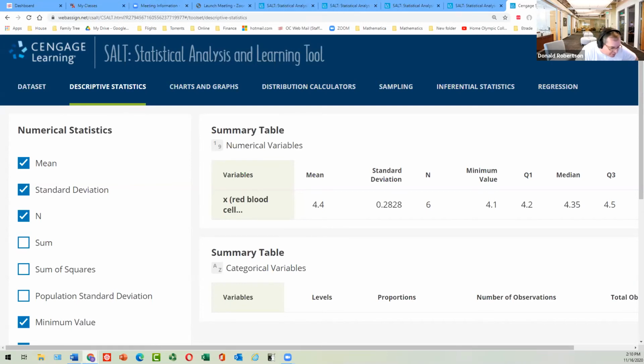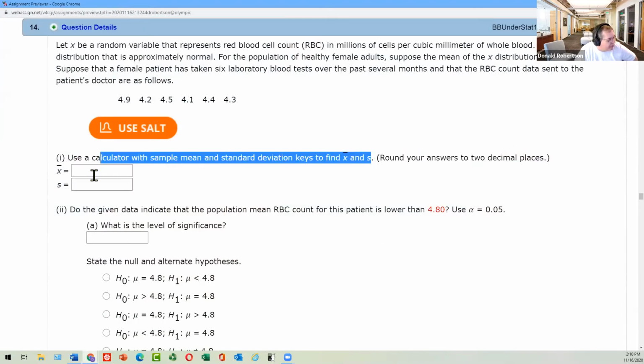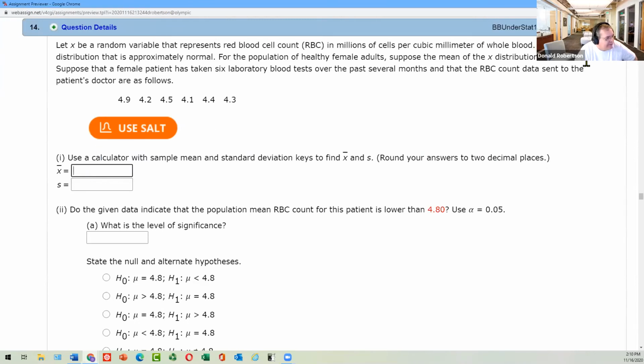So let's get back into the question. Use your calculator. Well, I'm using SALT to do it. So 4.8 is what healthy people have. This is a patient who's going to have 6 blood tests taken, and they're going to look at them to see if that patient is healthy or not, right? So the mean of that patient, well, darn it, where's my numbers? I'm going to have to find them again.